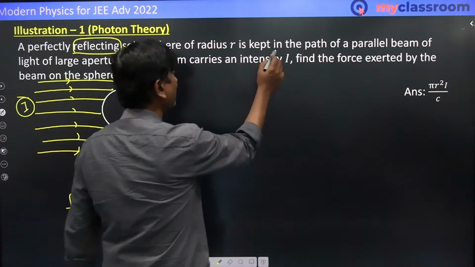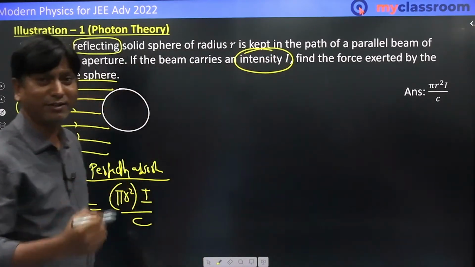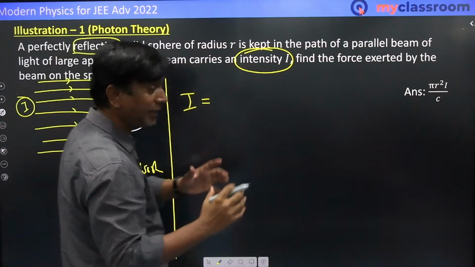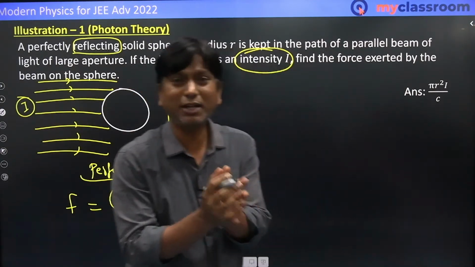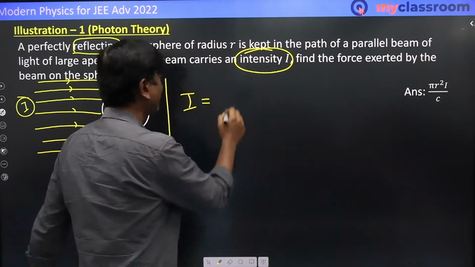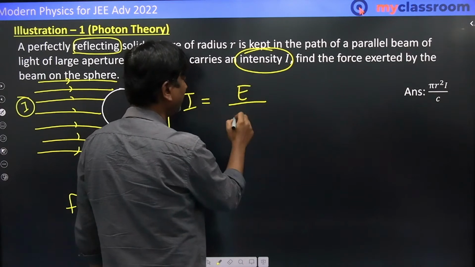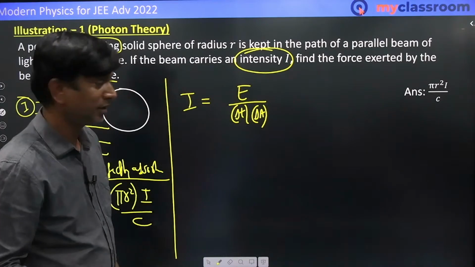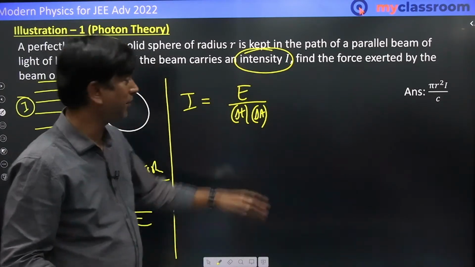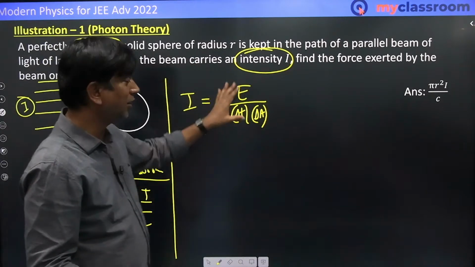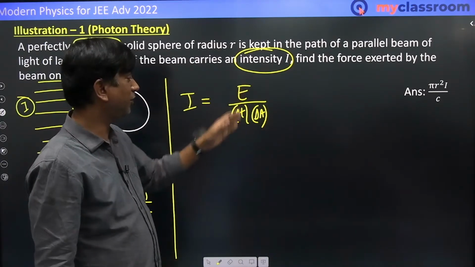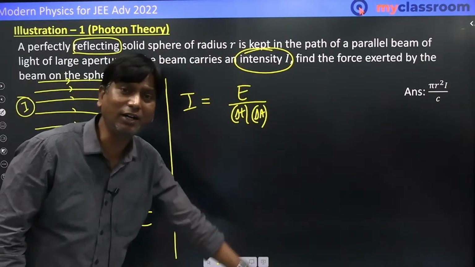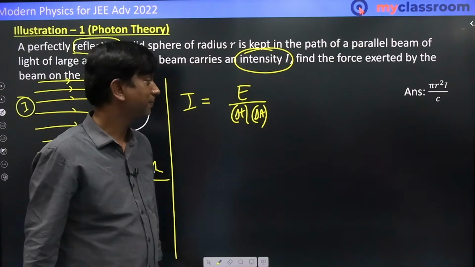The beam is carrying an intensity I. So let us also check what exactly the intensity formula is. Intensity is nothing but the energy falling per unit time, per unit area. Energy per unit time is power, so intensity is power per unit area. Total energy falling per unit time, per unit area, that is what the intensity is. Now let us start solving the numerical.